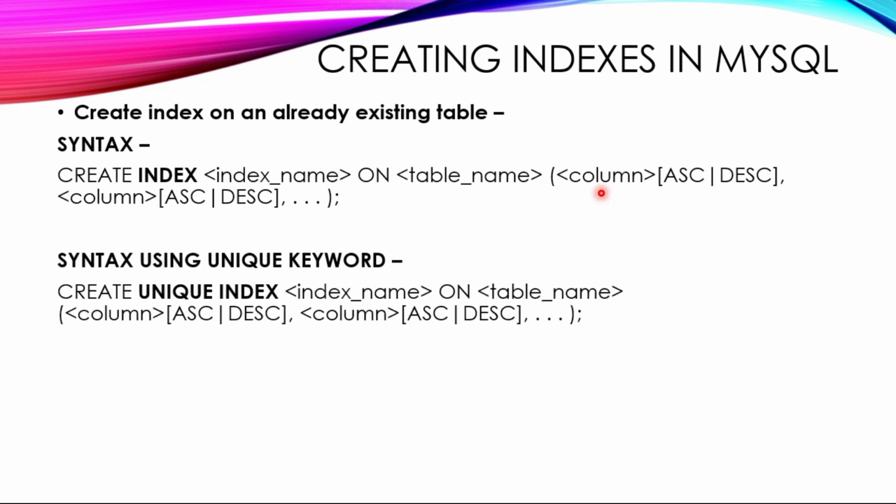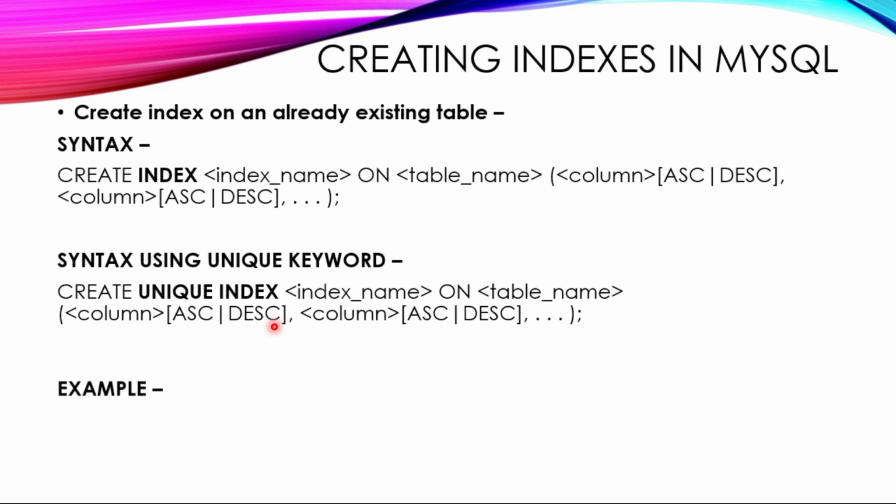Now syntax using the unique keyword. Unique means that the index name will be unique. So instead of writing only index, you are going to write unique index. Then the name of the index, on the name of the table. Specify the column in that table, ascending or descending.